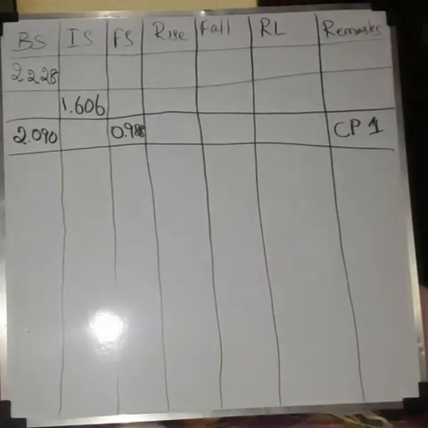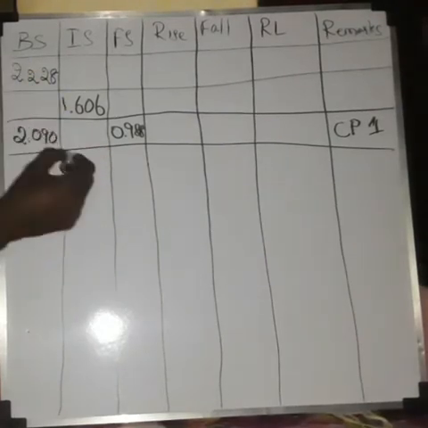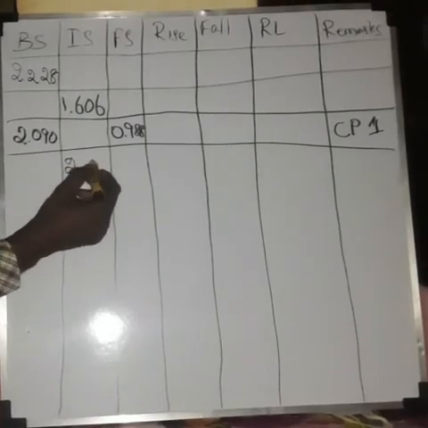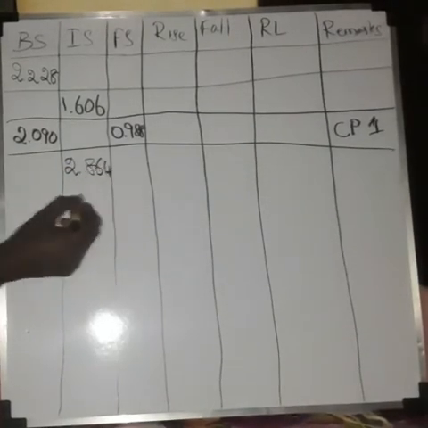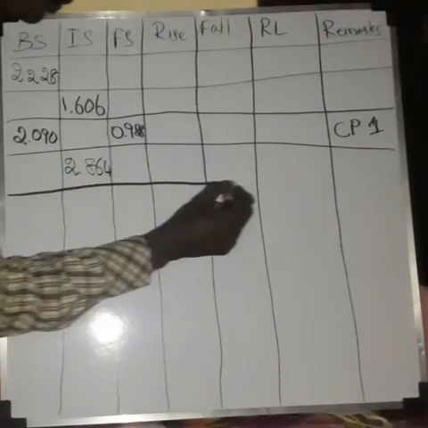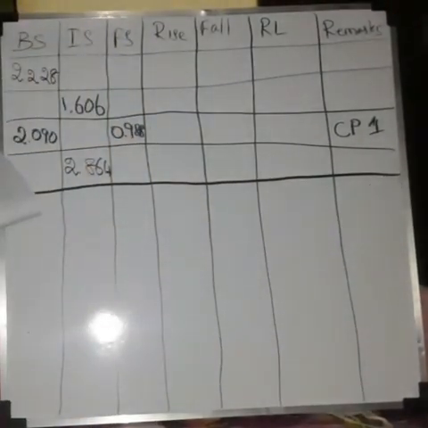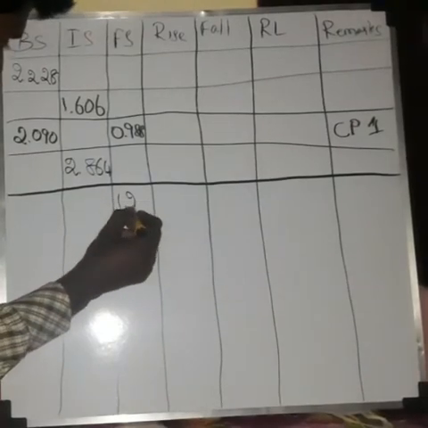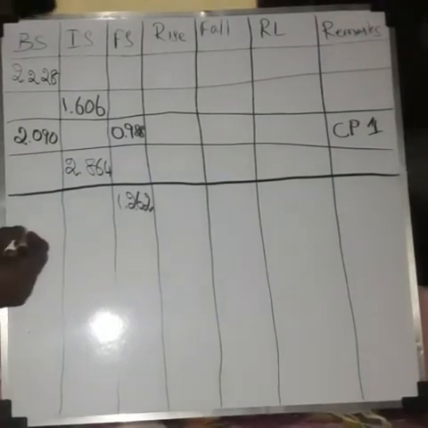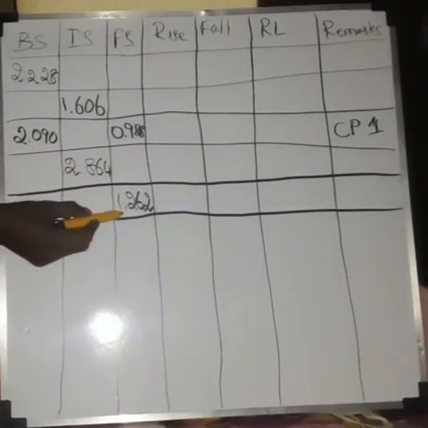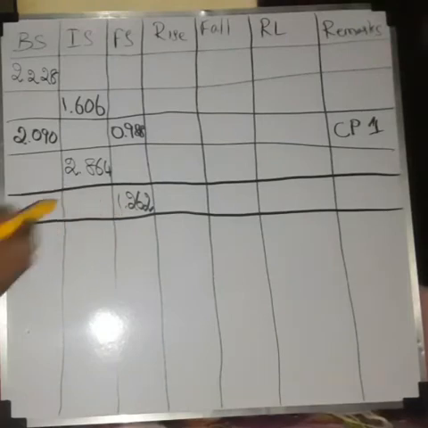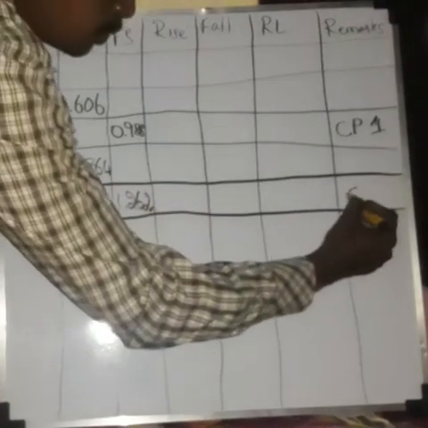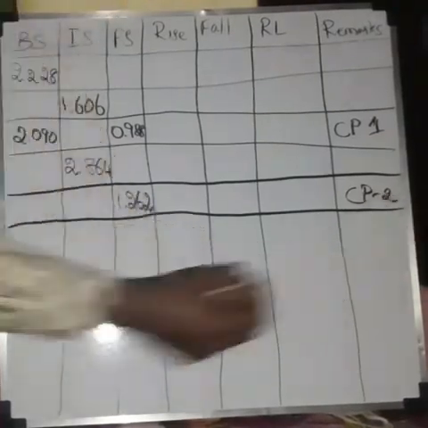Here also 3 readings are available. The first reading is backsight, the last reading is foresight. The second one is intermediate sight, 2.864. The last reading is 1.262. Again, the instrument has been moved after the 6th reading to the next station. So I can write change point 2 here.